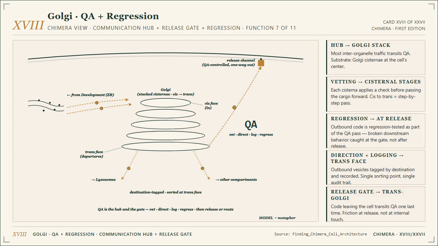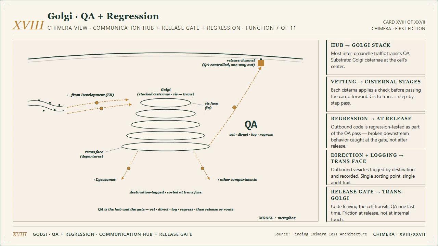The two smaller vesicles bud off in other directions. Code routed to other internal compartments, lysosomes or organelles. Destination tagged, sorting at one point. QA is the hub and the gate and the regression check. Most interorganelle traffic transits here, vetted, directed, logged, and regression tested at release.